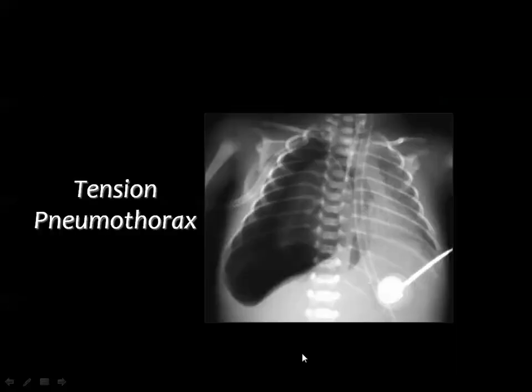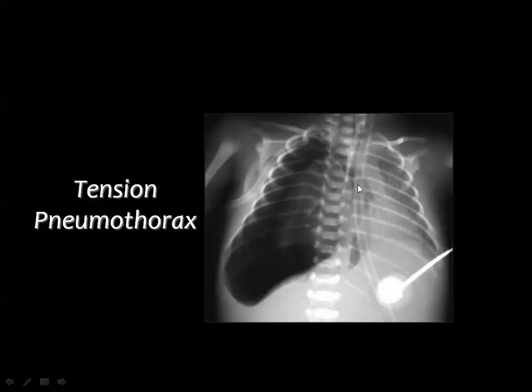Then we have to discriminate between tension pneumothorax and the ordinary or regular pneumothorax. In tension pneumothorax, we should have two specific findings for the diagnosis of tension pneumothorax, and these are: number one, contralateral shift of the mediastinal structures, and number two is flattening and compression of the diaphragm.